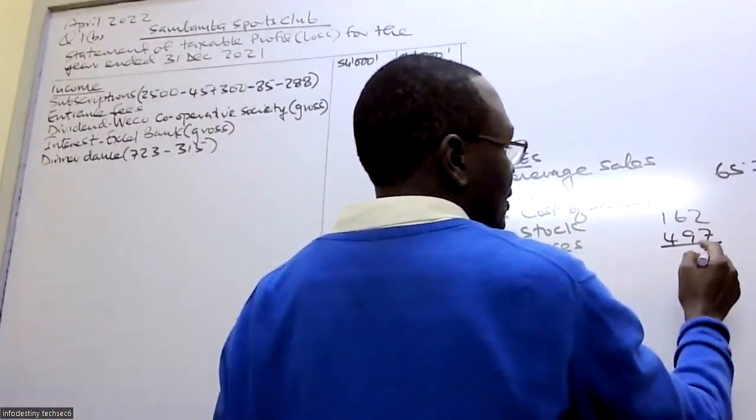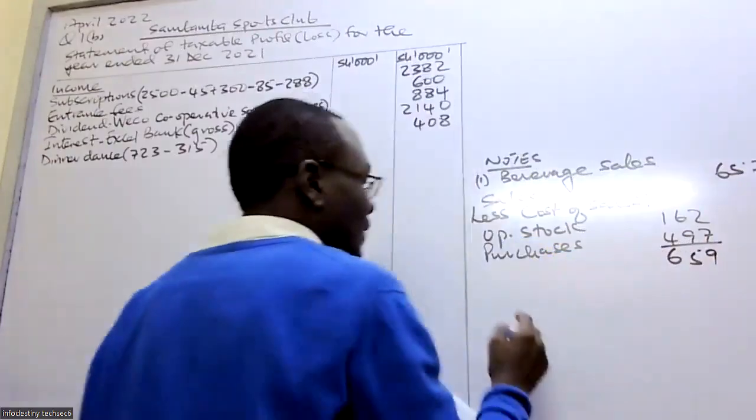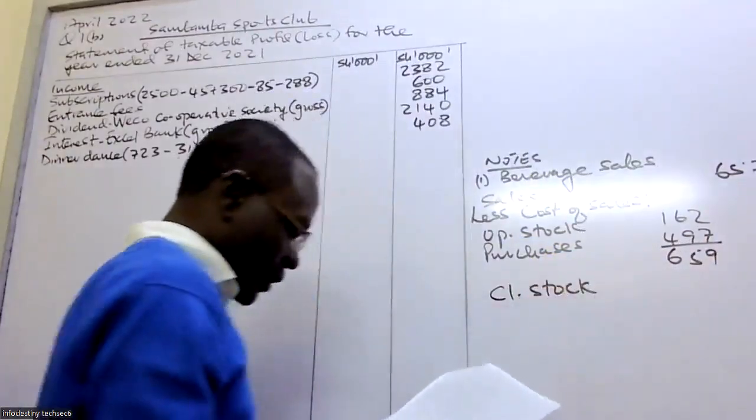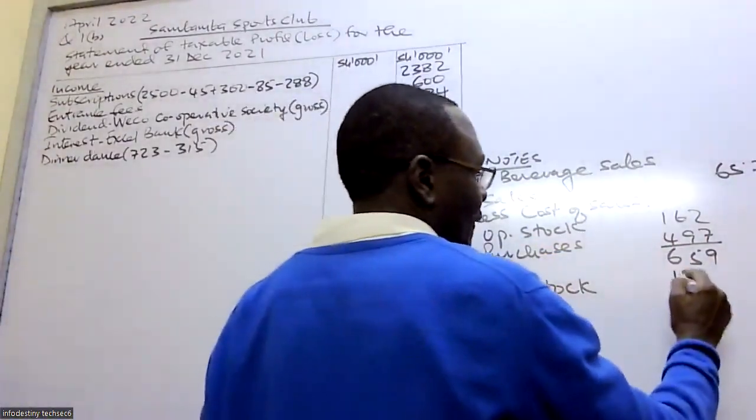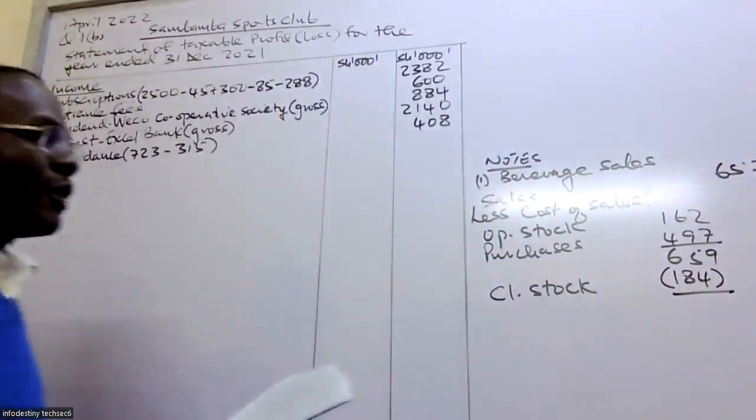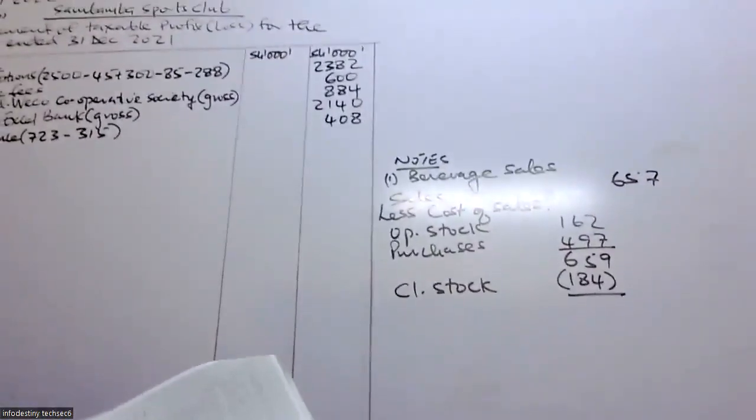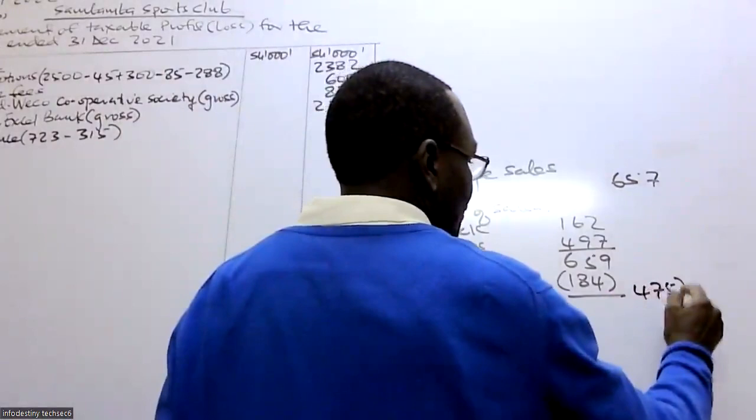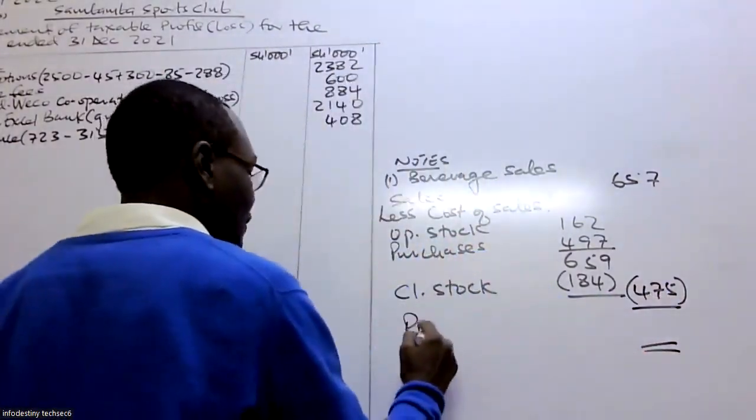So this gives 659. Then we have closing stock. Closing stock is given in note 2. Stock of beverages is 184. So that gives us cost of goods sold of how much? Cost of goods sold is 475. So that should give us the profit from sale of beverages.